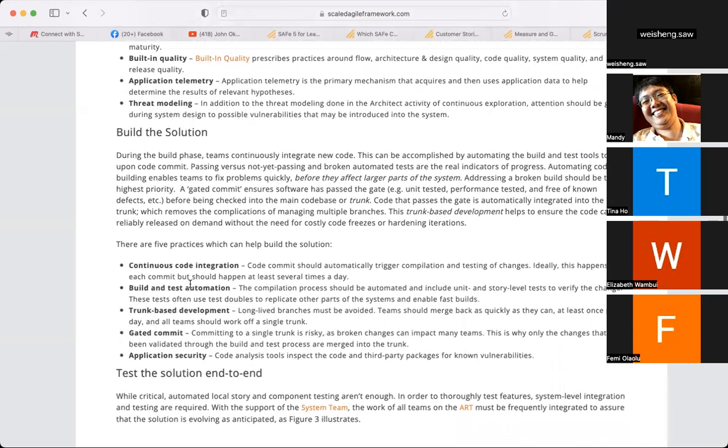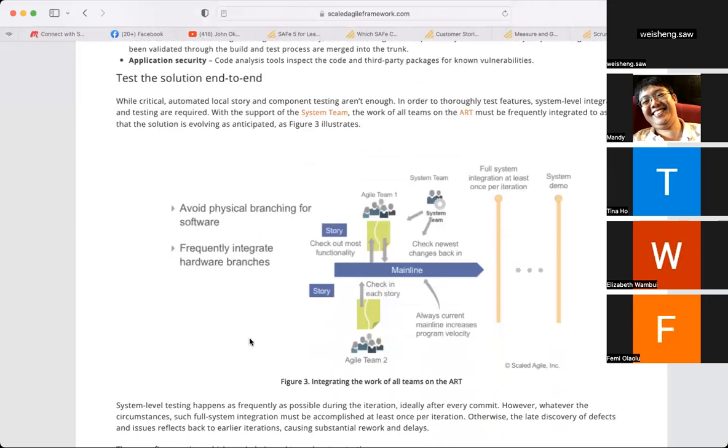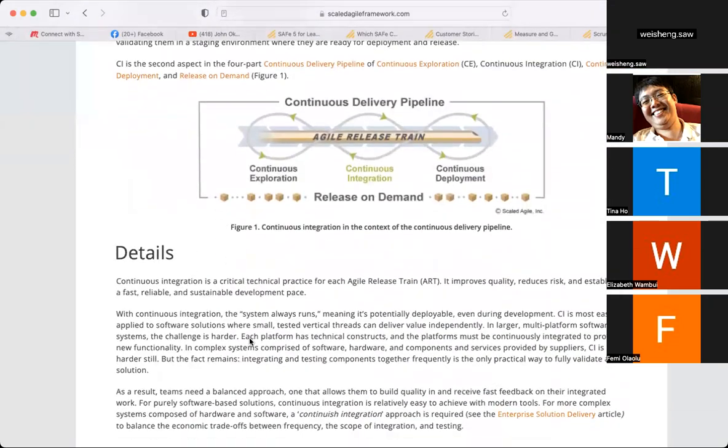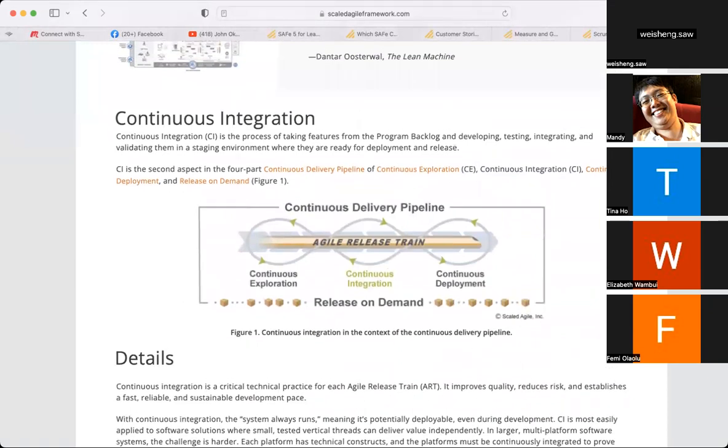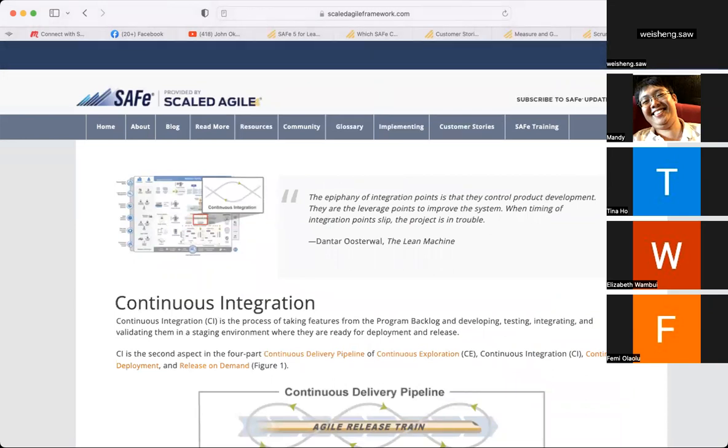All of these are practices. And continuous code integration, build and test automation, trunk-based development, where everybody's merging back into the same trunk code base. Gated commits, where we have to make sure that everything does not break before it gets committed to the code base. Application security needs to be incorporated into the code. All this stuff is part of DevOps, continuous integration, the pipeline, and also the XP practices, Elizabeth. These are the things that we use to make sure we have code quality when we're developing and using Scaled Agile or other Agile methods. Did that answer your question, Elizabeth?